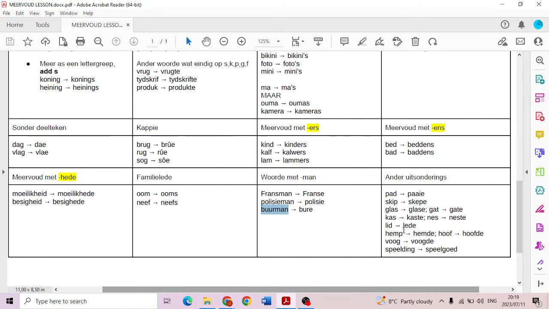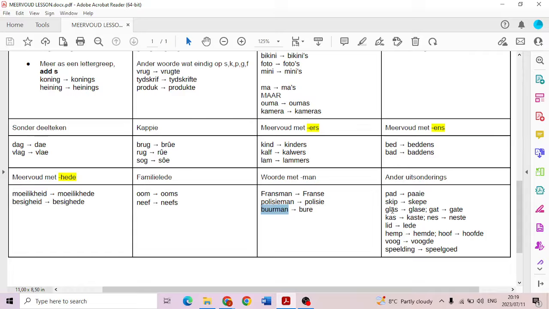Then this last column is for all the other exceptions. Uitsonderings means exceptions, okay? So but becomes baie. I know it looks so weird, but this is how it is in plural. Skip becomes skiepe. You know what? There's another word that needs to fit here, and it's stad. Okay, so skip will be skiepe, and then stad will be stede.